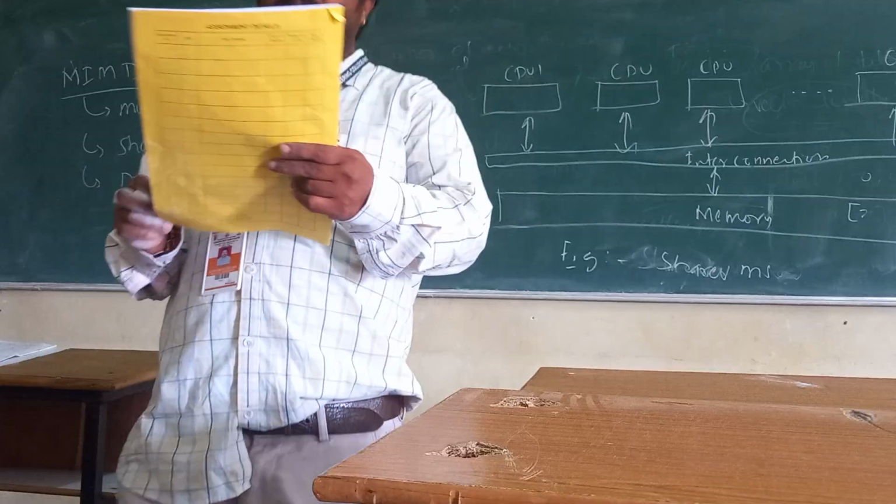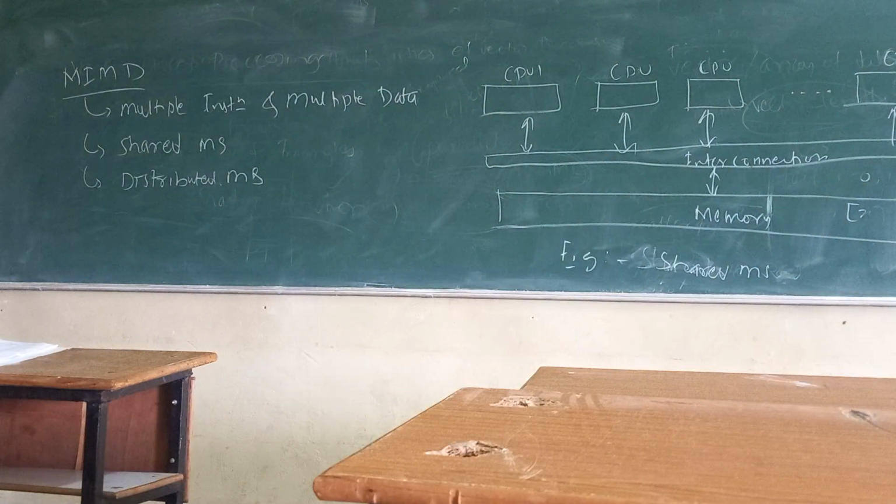Just copy that figure. From MIMD onwards, we have so many figures, and the explanation will be less. You have to write the figures. This first model is one of the easiest models. Now onwards there are many different figures. You can write the explanation on your own, but you need to practice this.